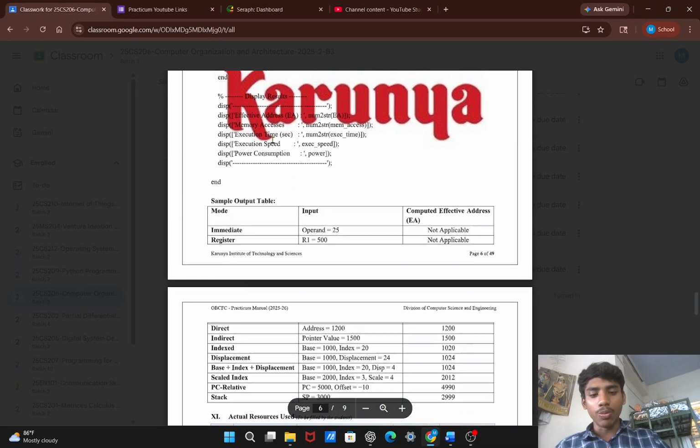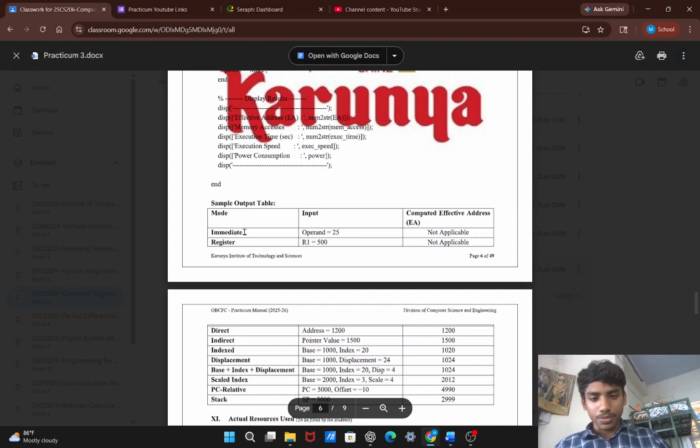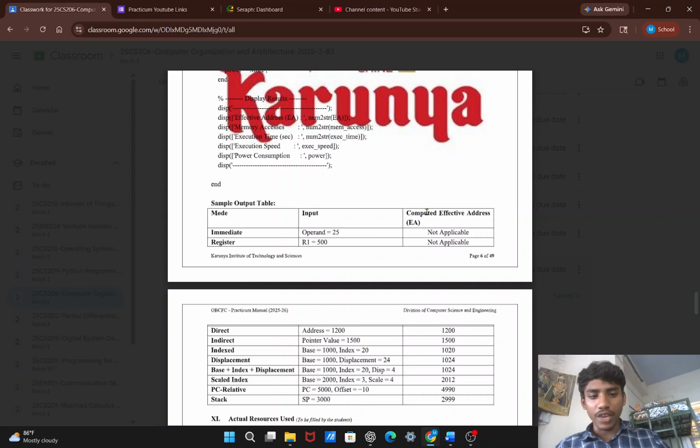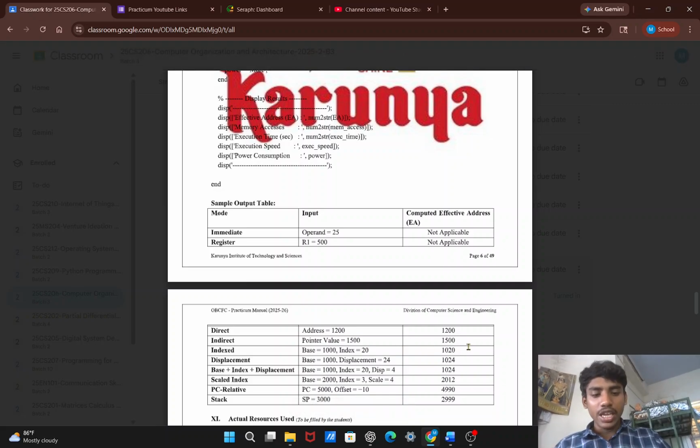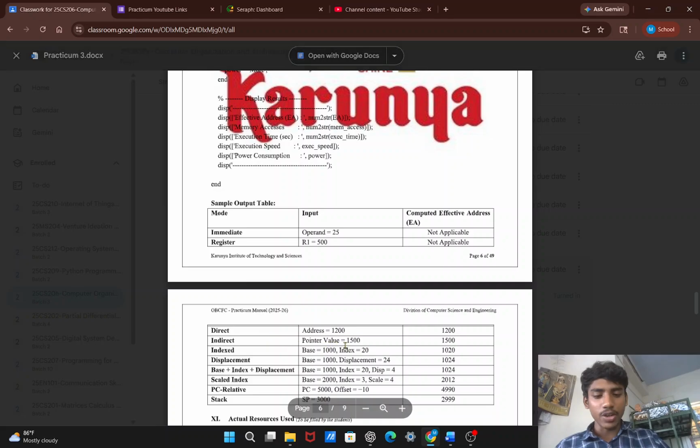Here is the sample output table. Operand is equal to 25. The effective address not applicable. Register R1 is equal to 500, not applicable. Direct addressing address 1200, the effective address is 1200. Indirect pointer value is equal to 1500, here we get 1500. Indexed we get base value 1000, index value 20, so 1020. The base plus index plus displacement is equal to base plus index and displacement values are given, so 1024. Scaled index value, base index plus scale is 1012.